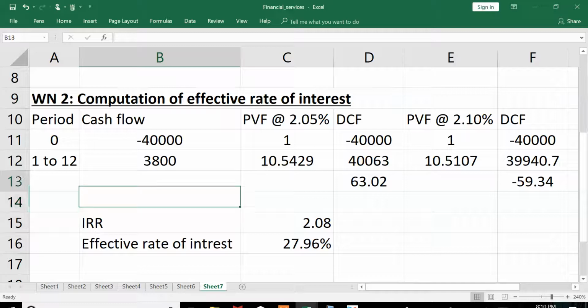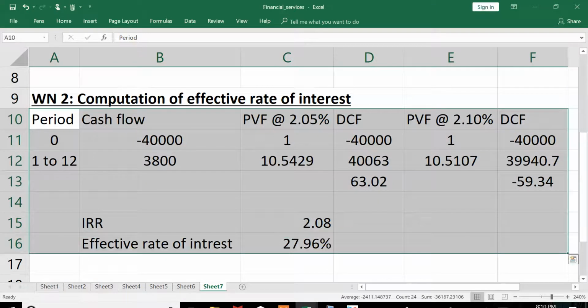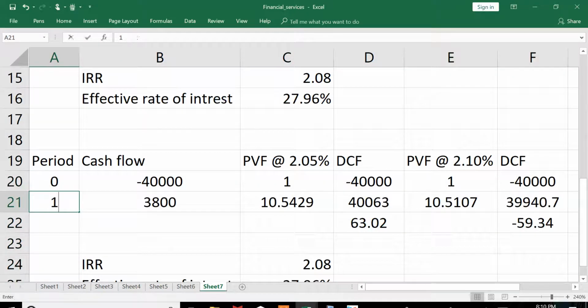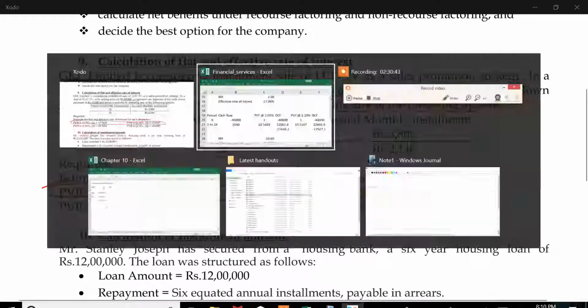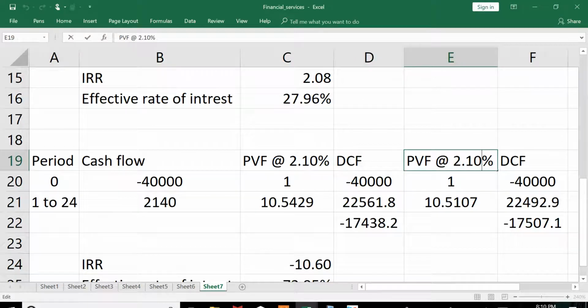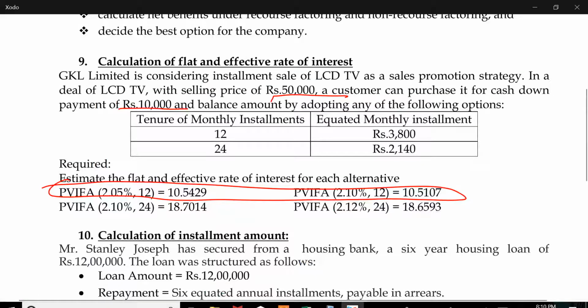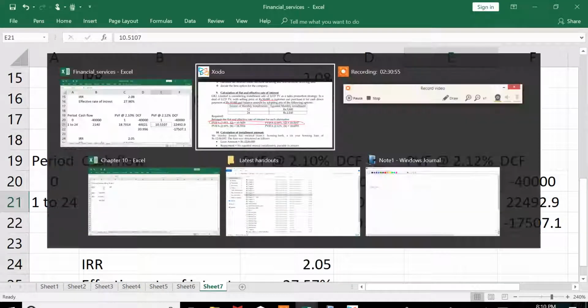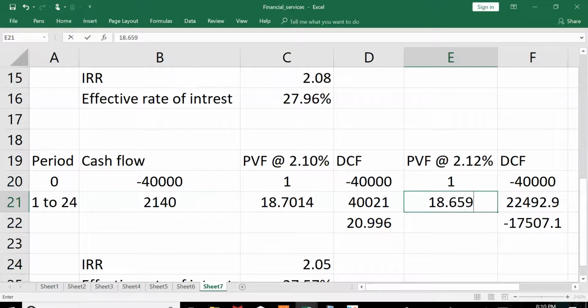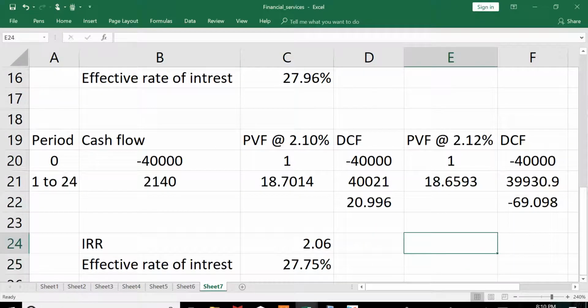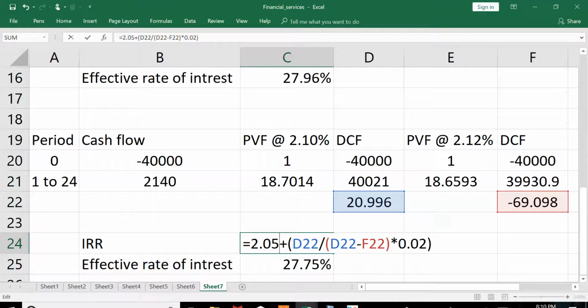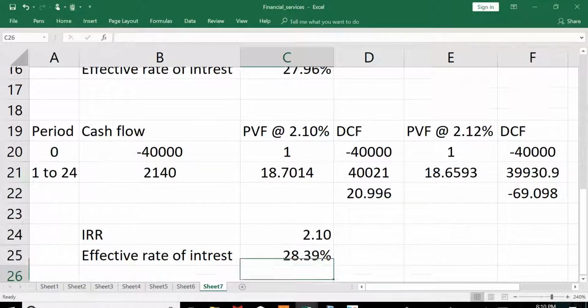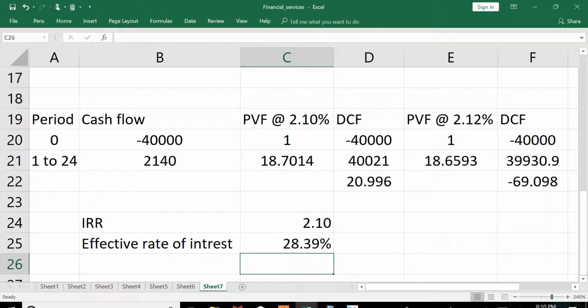Clear? Now similarly for the other one, you will do 2.10 and 2.12, for 1 to 24. Complete this. With that, I'll end it.